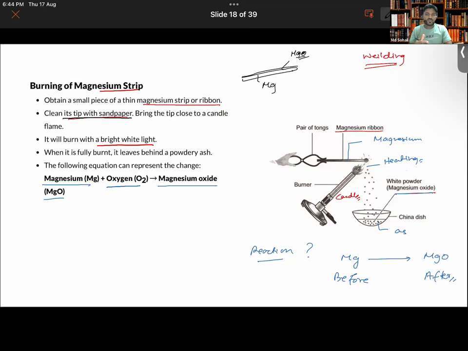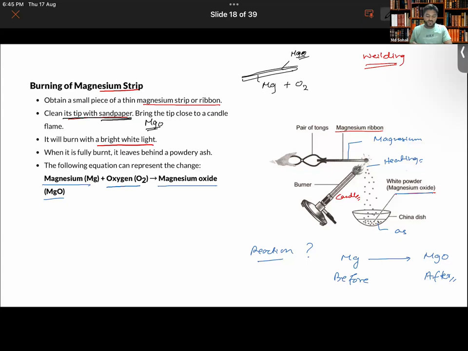If you were to leave it in the open for a long period of time, it will slowly react with oxygen. The reaction will be there, but it will be too slow. So that's why you need to clean it with a sandpaper, so that if there is any layer of magnesium oxide over it, it will be removed. Is that clear?